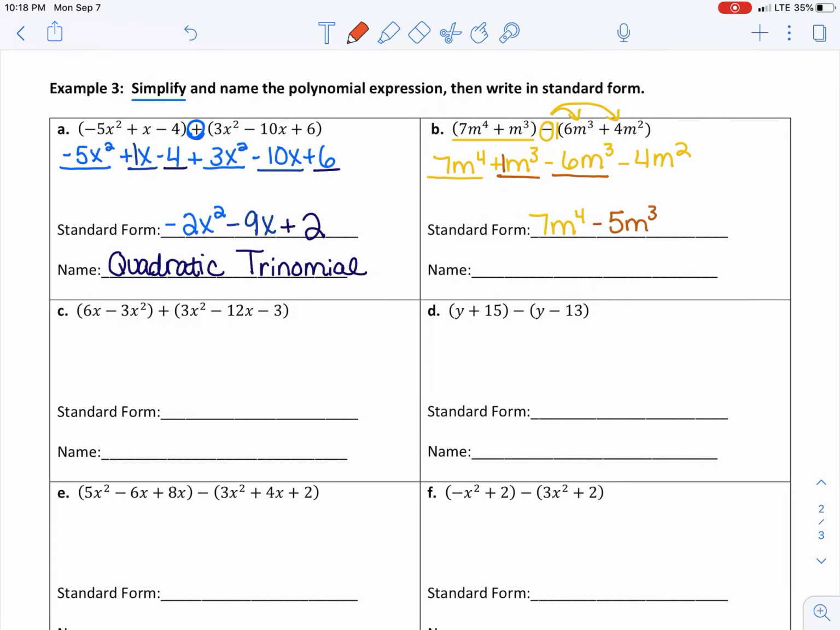Then the last thing we have is this negative 4m squared. There's no other m squared, so we're just going to bring that down as well. In this case, we have a highest degree of 4, so this would be a 4th degree. And then we have 3 terms, so that would be a 4th degree trinomial. Okay.